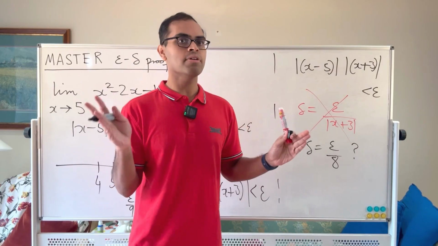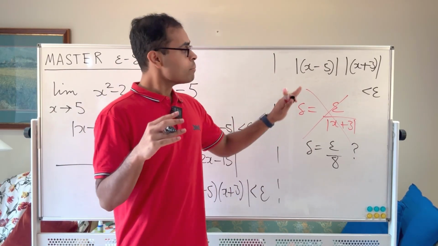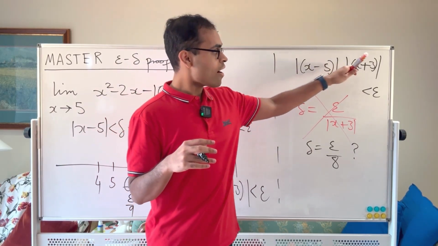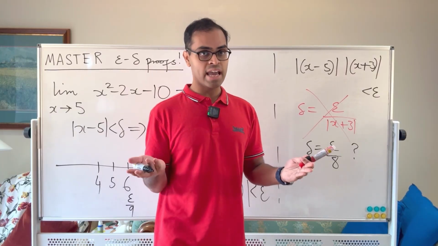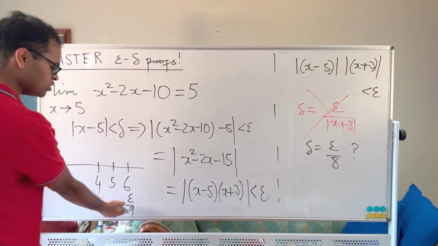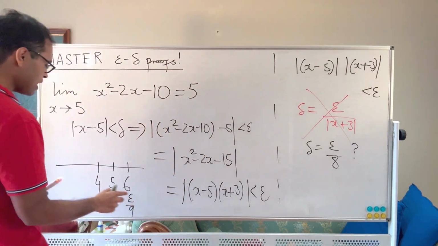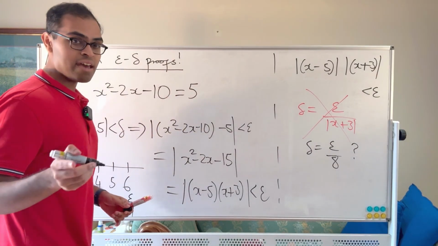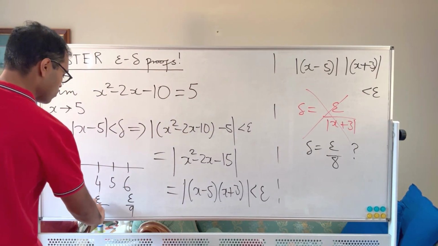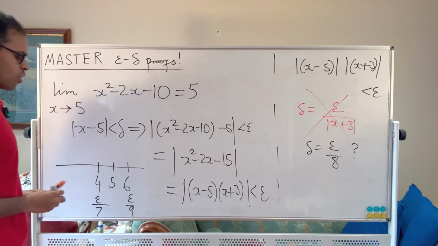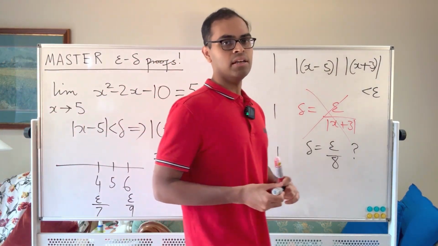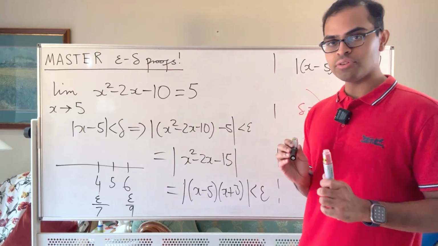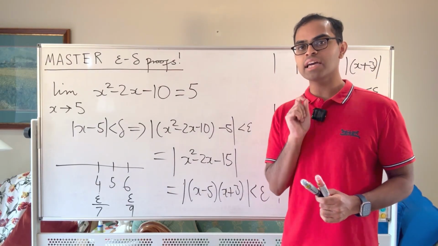Okay, let's say we don't know anything about delta. Delta could be large. But when x is close to 6, then our x plus 3 is going to be close to 9. So our delta should be epsilon over 9 there, but as our x gets close to 4, our x plus 3 is going to get close to 7, so our delta will be epsilon over 7 here. Okay, so we need our delta to be small enough.